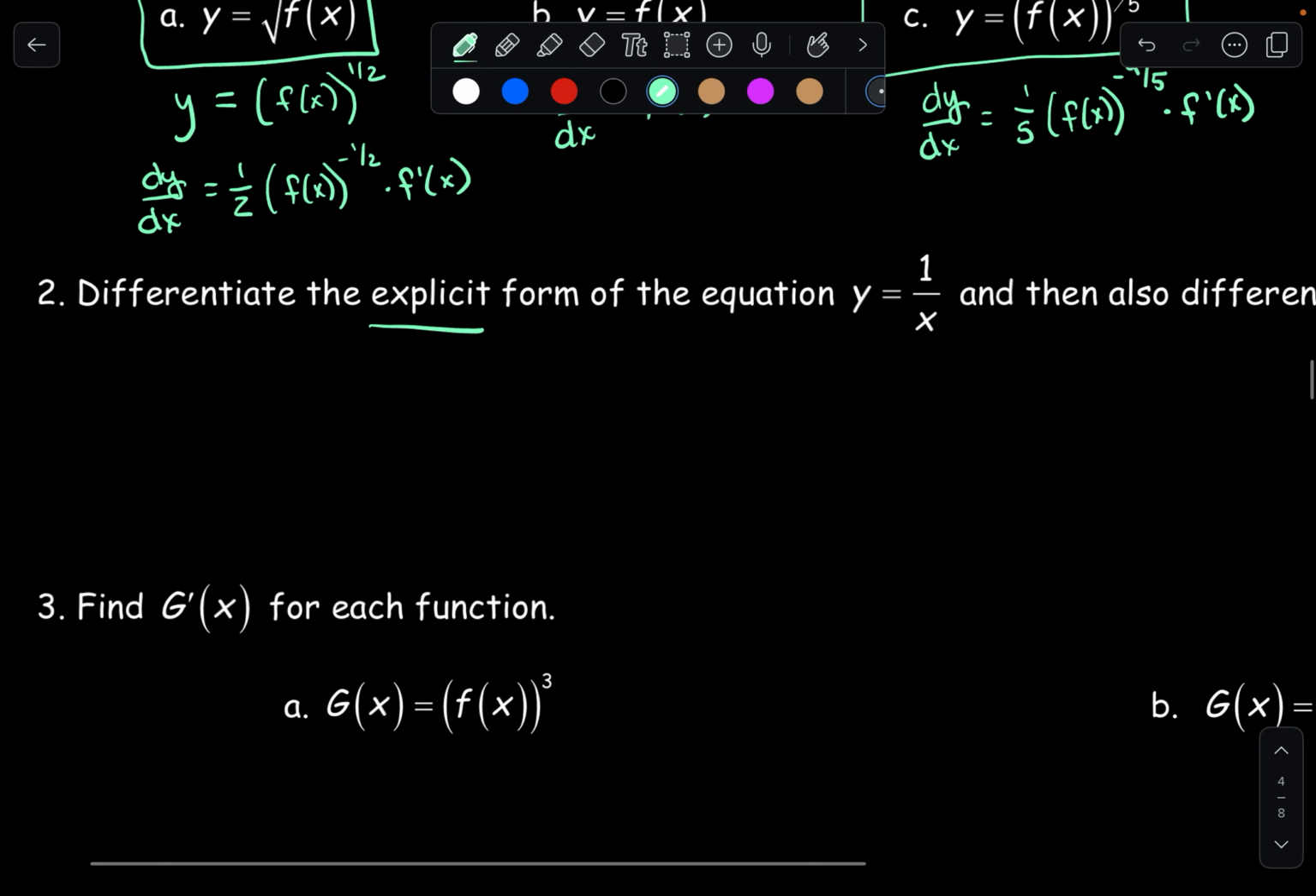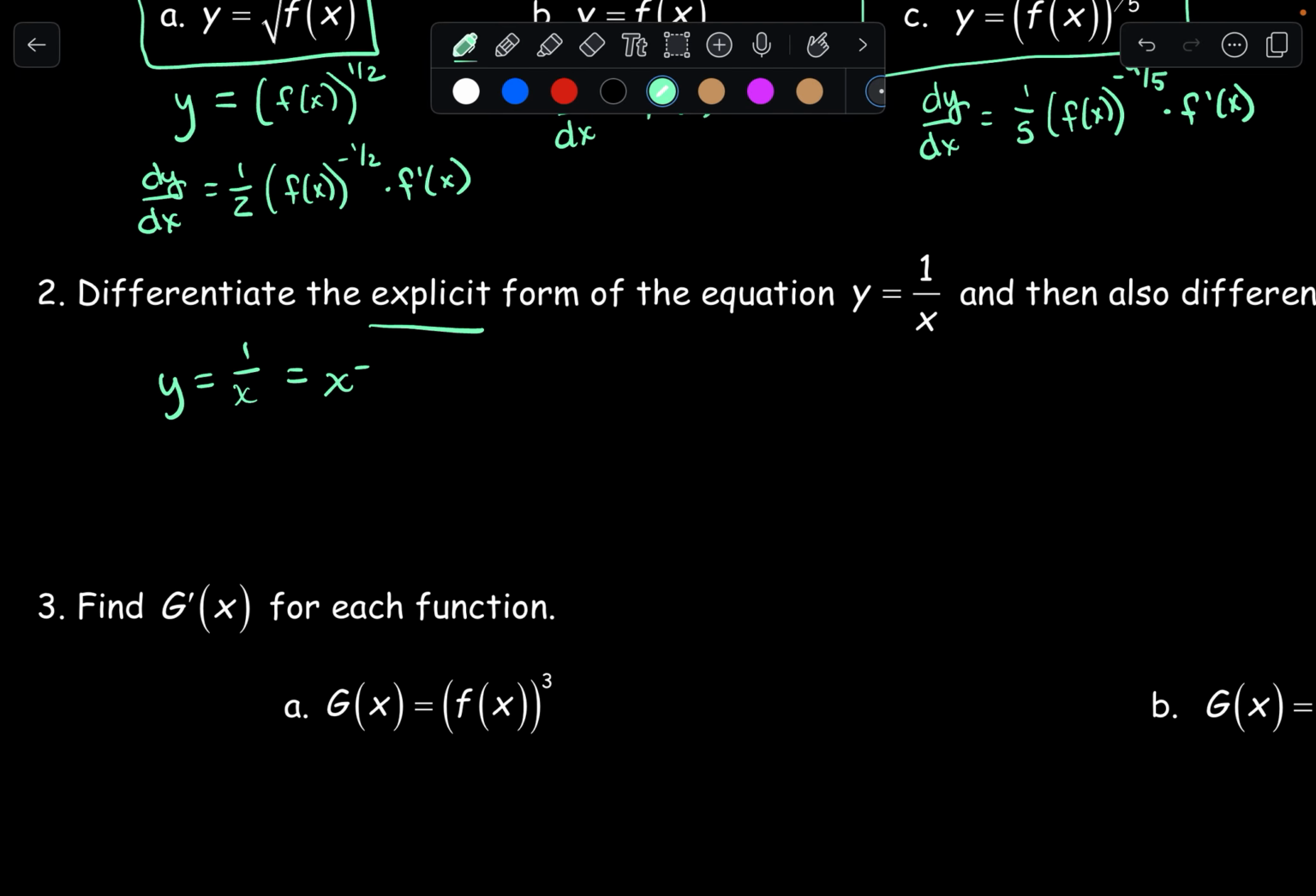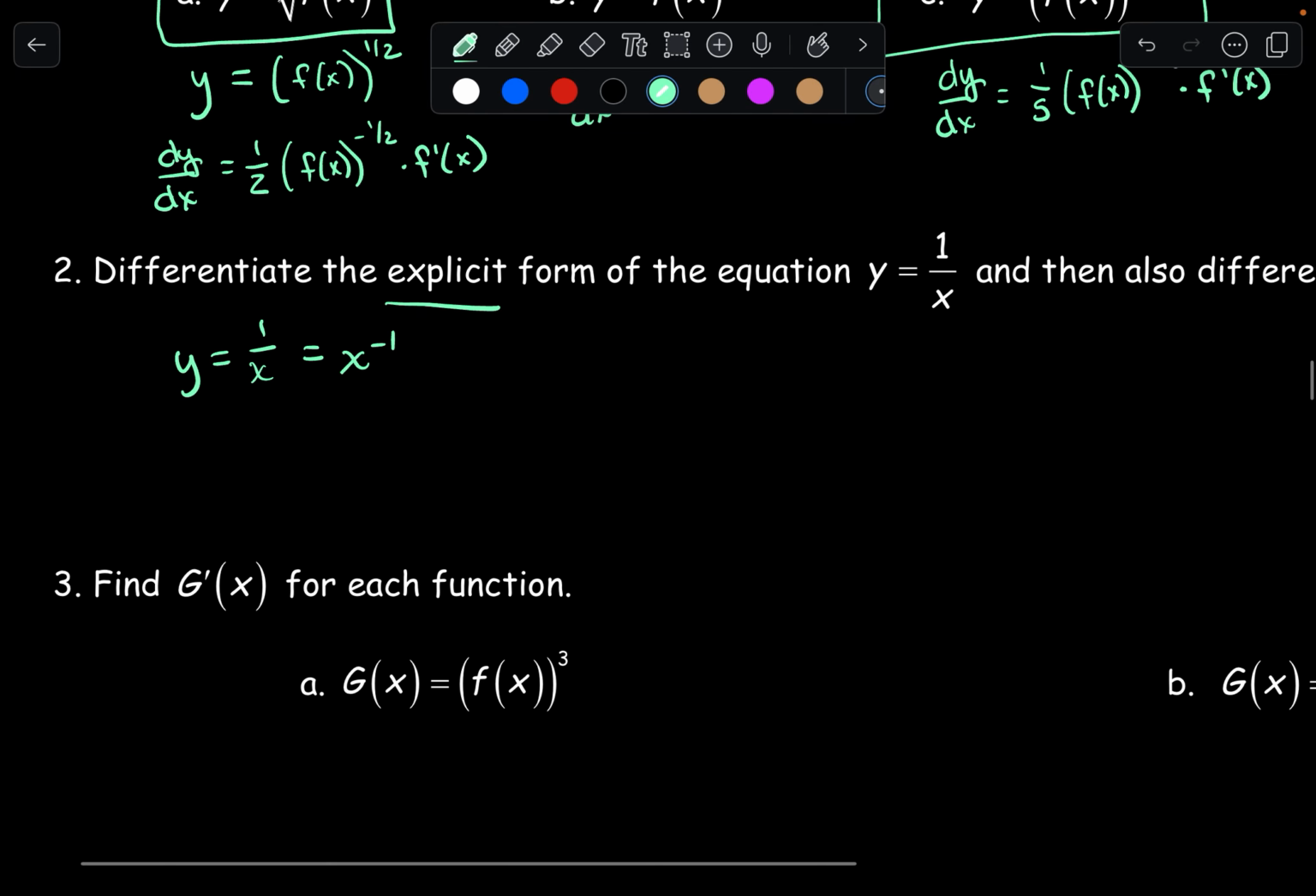Okay, so let's go ahead and do what we've been doing. So we have y is equal to 1 over x. To differentiate this easily, we can rewrite it using an exponent. So the derivative of y with respect to x, we'll bring down the coefficient, so it's negative 1, and then negative 1 minus 1 is going to be negative 2. So the derivative is going to be negative 1 over x squared.